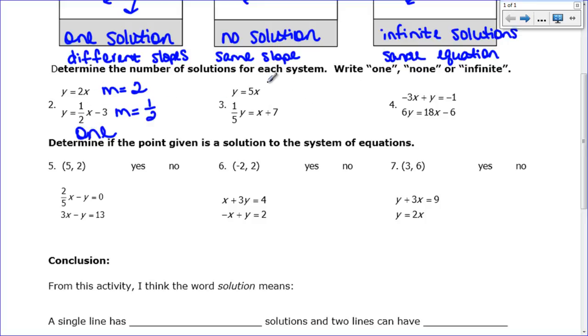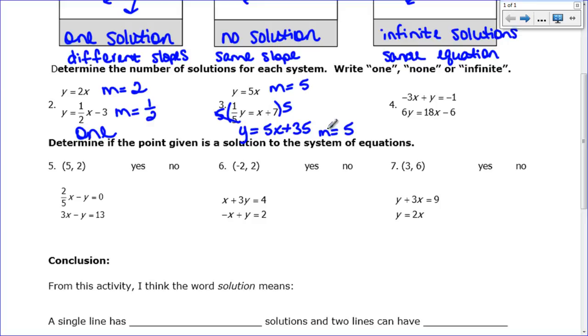Now the next problem. The first equation is solved for y already. It says y equals 5x, so I know the slope is 5. For the second equation, it says 1/5 y equals x plus 7. Well, y is not by itself, so I'm going to multiply both sides by 5 to make that happen. When I do, I end up with y equals 5x plus 35, because I had to multiply everything by 5. So the slope of that line is also 5.